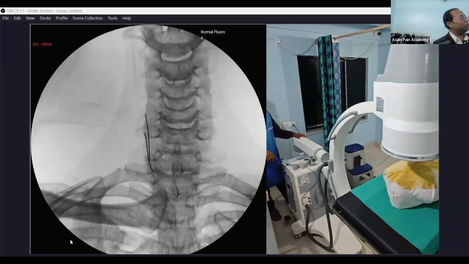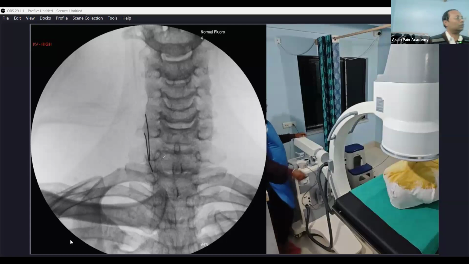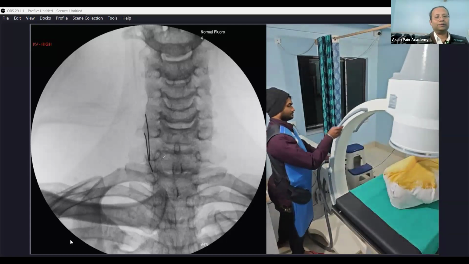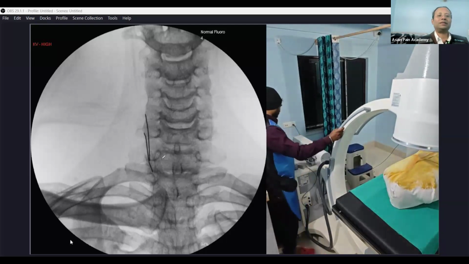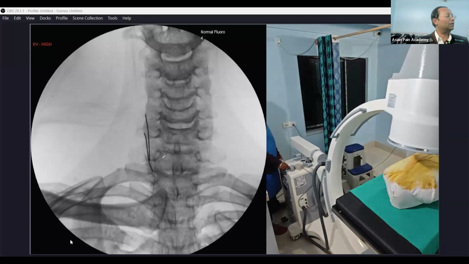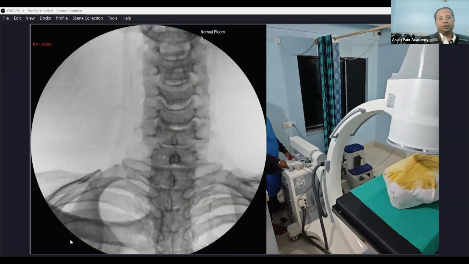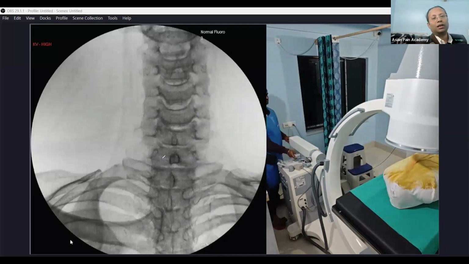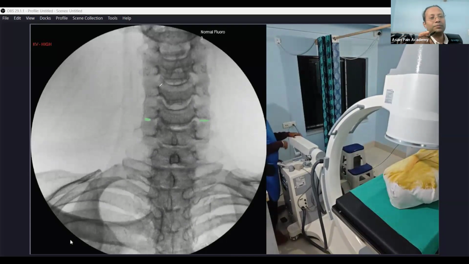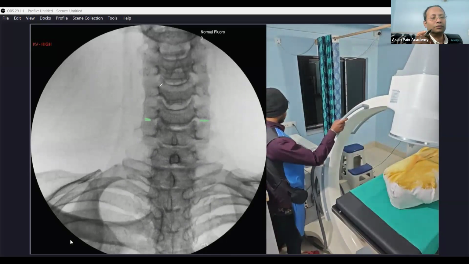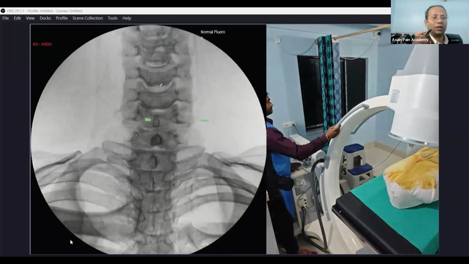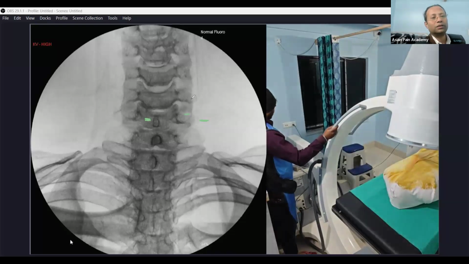So here you just need to do a bit of caudal approach. So in different levels, just make it caudal a bit. This is a bit risky because the local anesthetic or needle can go here and there. So when we do a bit caudal, then we see these facet joints open. At different levels, these facet joints open. So this is one facet joint.